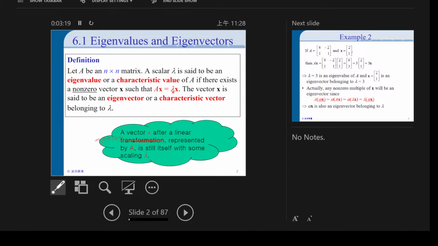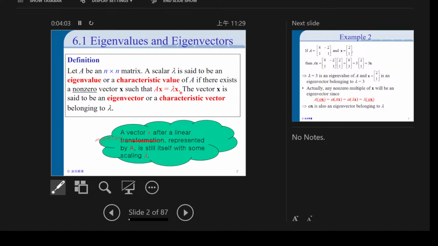And so the definition of eigenvalue and eigenvector is very simple. It just says that wherever you have this happen, then we say x is an eigenvector for A, and lambda is the eigenvalue for A. So lambda is the eigenvalue or characteristic value, and x is an eigenvector or characteristic vector. And we will say x belongs to lambda or corresponds to lambda, etc. So that's the idea of eigenvalue and eigenvector.